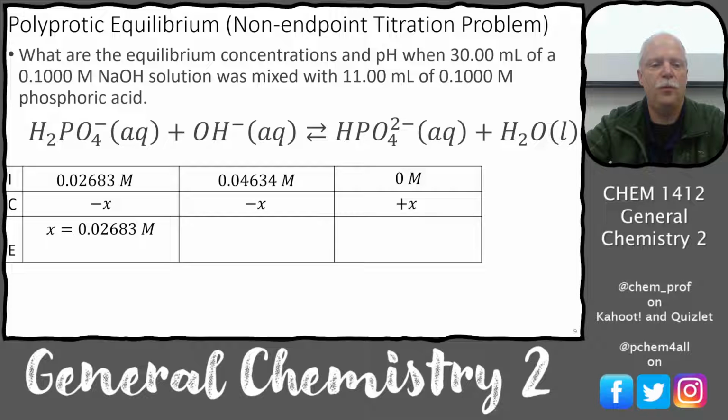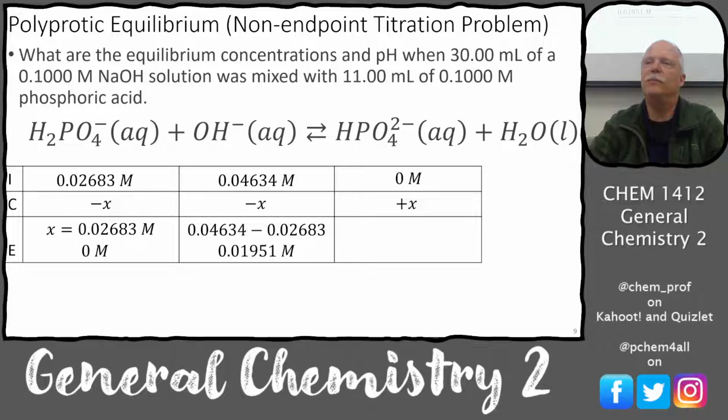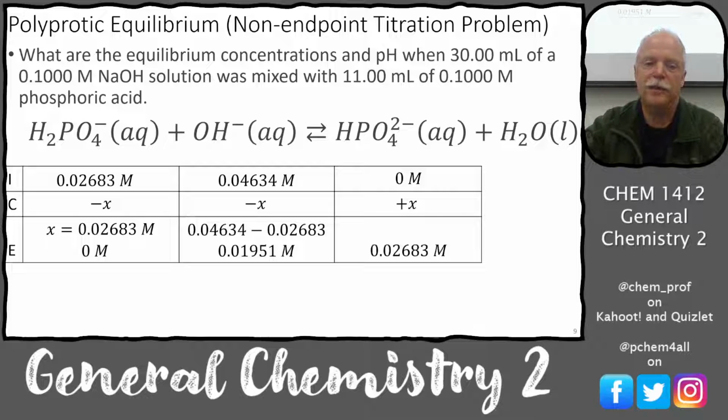And so we have more base than this amount of acid, so we're going to take the acid all the way to 0, and we're going to subtract that amount from 0.04, and we have the amount of base, 0.01951. And then X is 0.026, and so it's going to come down. We have now 0.026 of this acid.